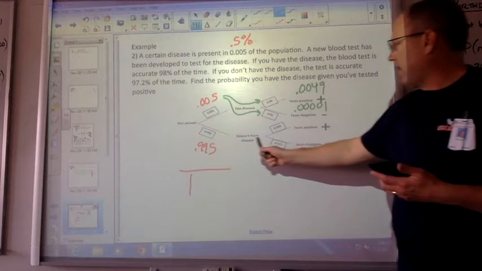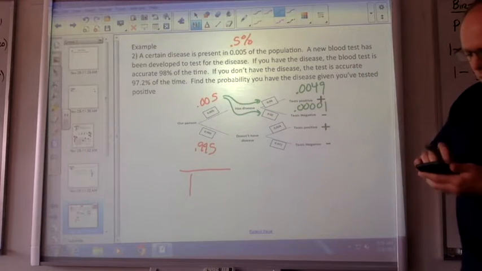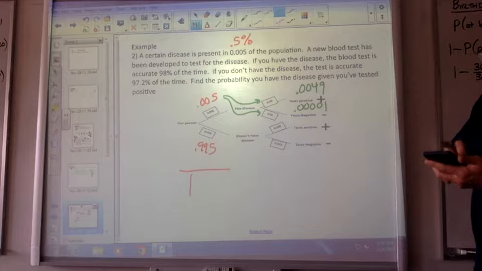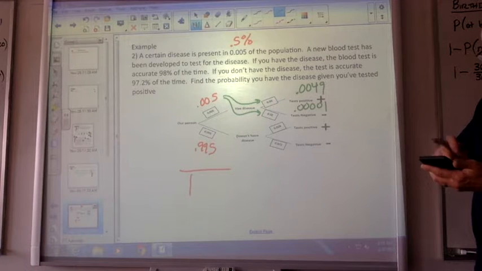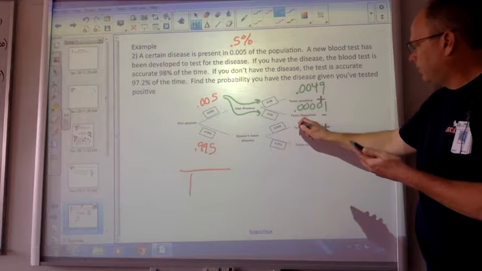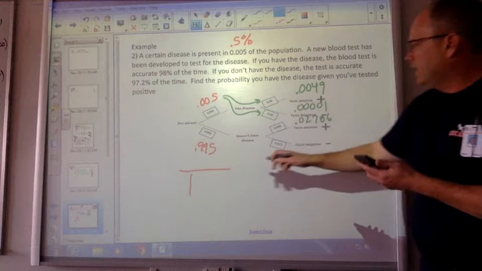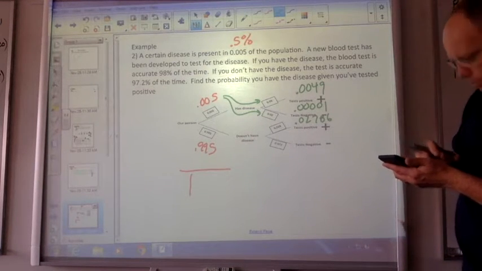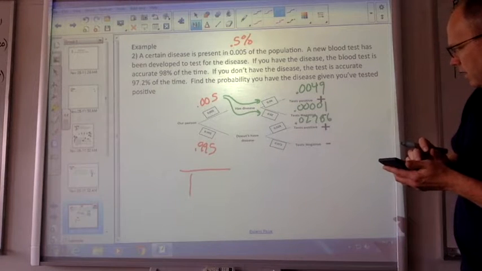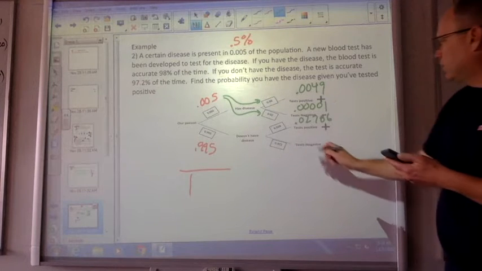So I'm going to go to the 0.995 times the 0.028, because there's the 0.028 that does not have the disease but is tested with it. So 0.995 times 0.028. So this result here is 0.02786. And then the last one is 0.995 times 0.972. Did I do that right? Yeah. Okay.